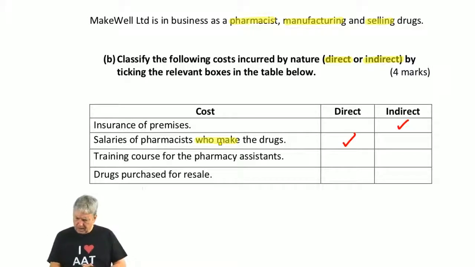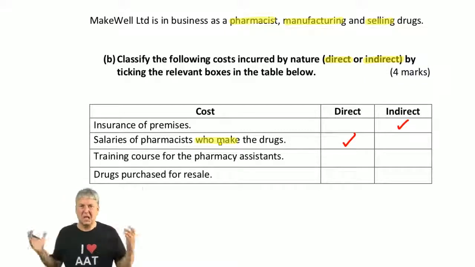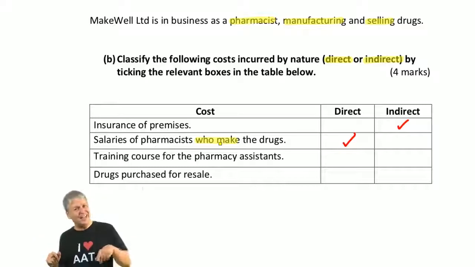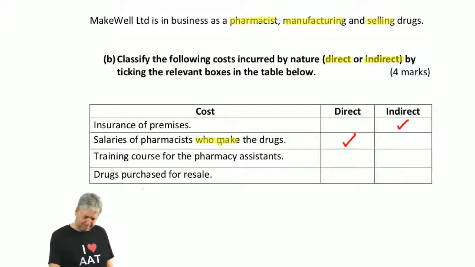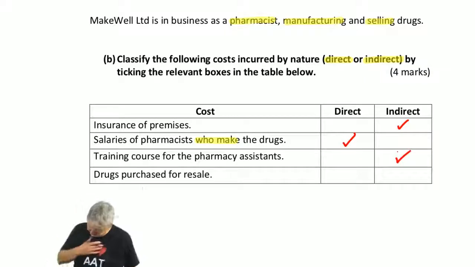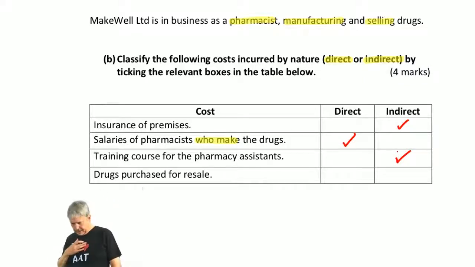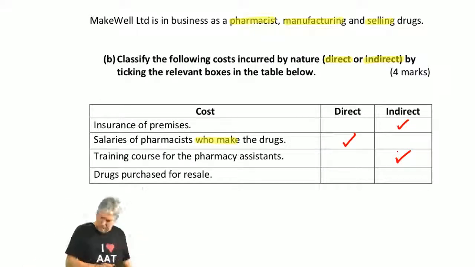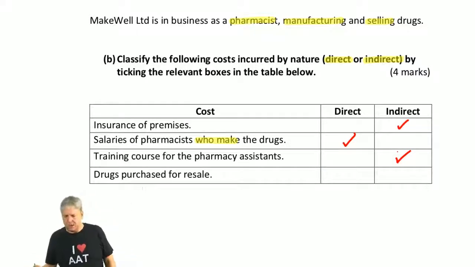Training course for the pharmacy assistants. Right, training is the sort of thing that happens once or twice a year, something like that. How can you link that easily to an individual production of a unit? I think you know the answer. You can't. So I think we call that indirect. And drugs purchased for resale, we buy it for a certain amount, we sell it for another amount. That's a direct cost. Must be a direct cost.